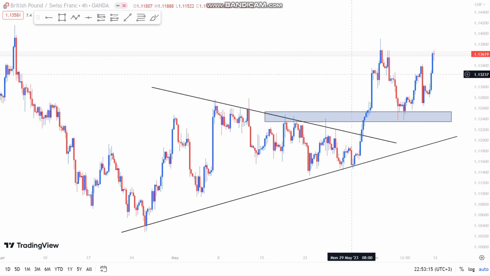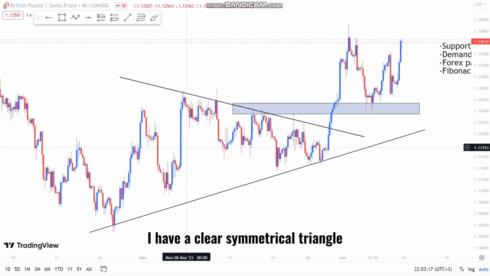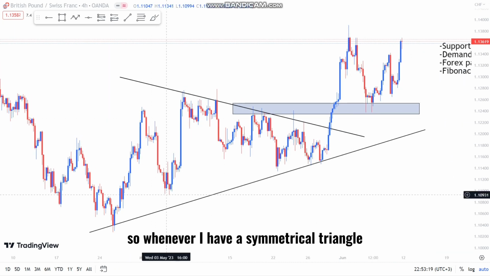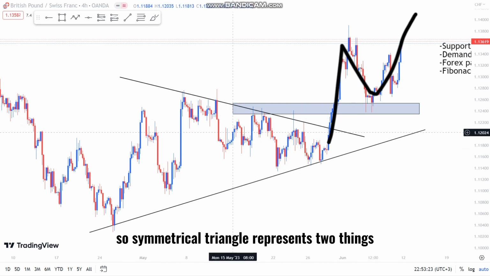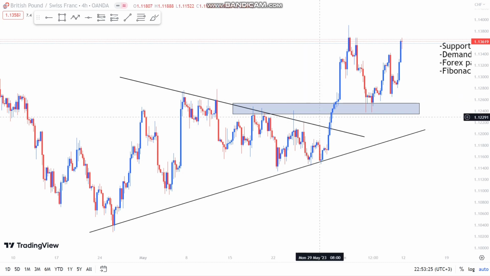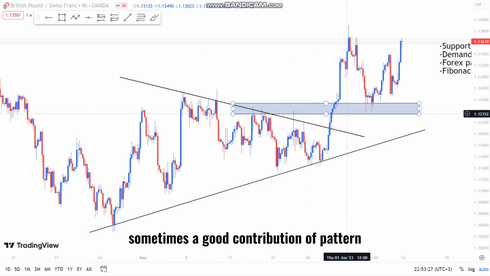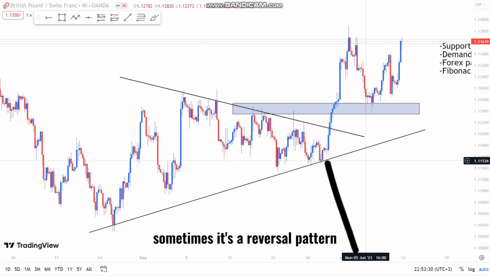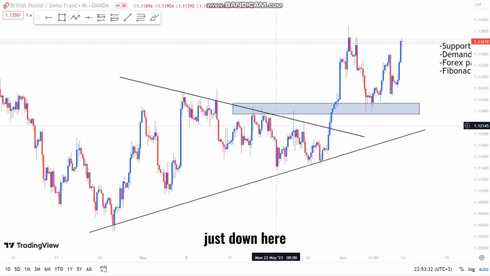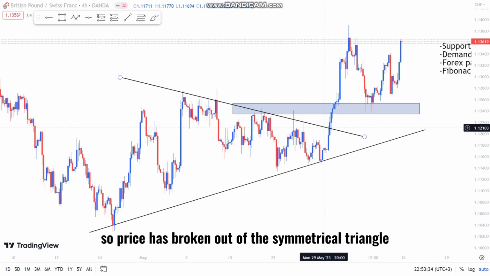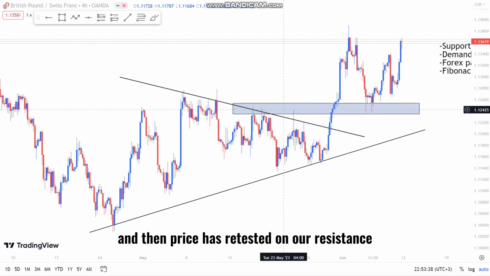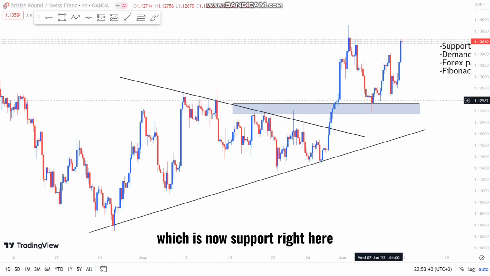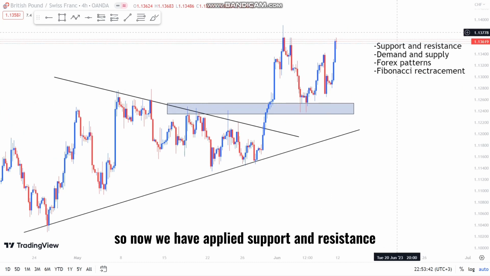Now I have a clear symmetrical triangle. Whenever we have a symmetrical triangle, guys, price has to break out and go to the other side. A symmetrical triangle represents two things: sometimes it's a continuation pattern, sometimes it's a reversal pattern. You can see we had a symmetrical triangle just down here. Price has broken out of the symmetrical triangle, and then price has retested our resistance, which is now support right here.